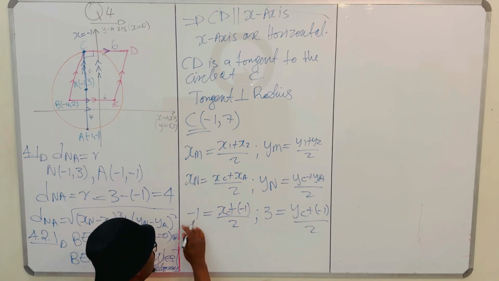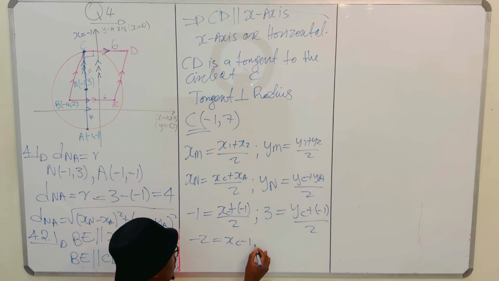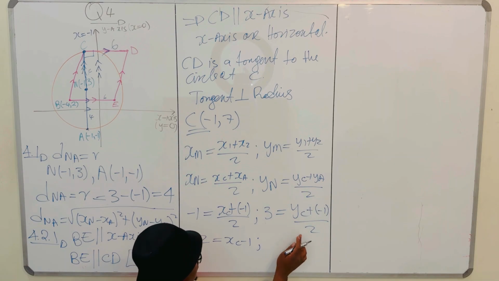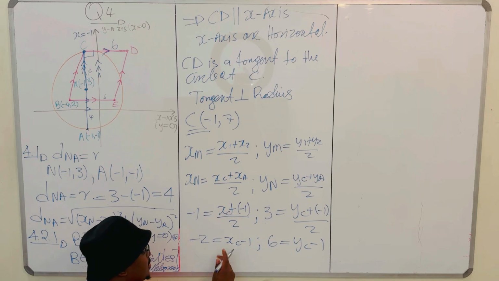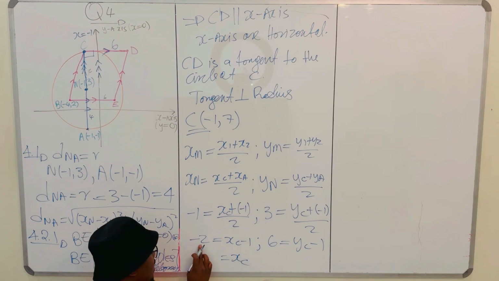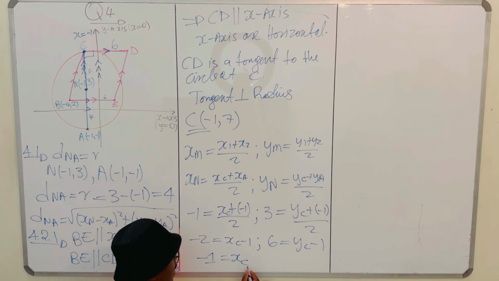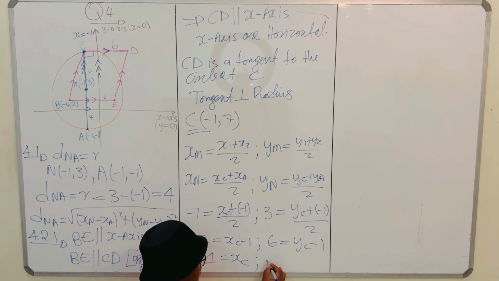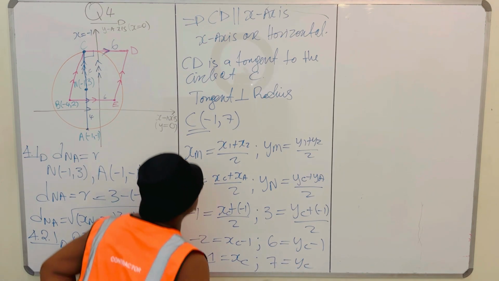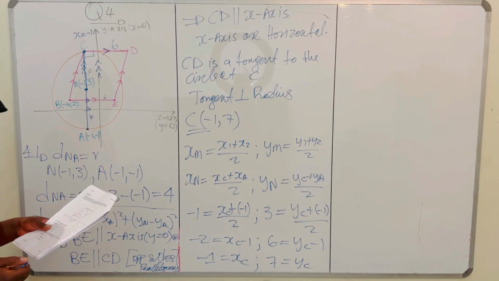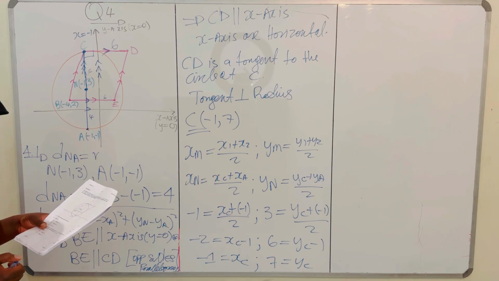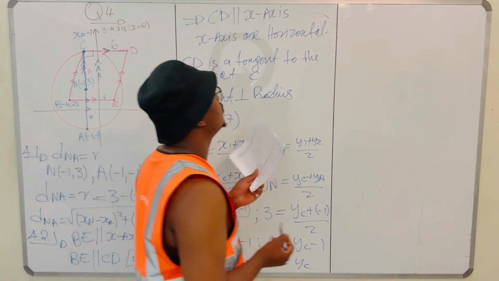So you cross multiply and solve for this. This times that, -2 is equal to xc minus 1. And cross multiply here, so 6 is equal to yc minus 1. So the x of c is equal to -2 plus 1, which is -1. And for the y of c, transpose this to the other side, 7 is equal to the y of c. So your coordinates of C are still -1 and 7. This is another way you could have looked at this. So we're done here.